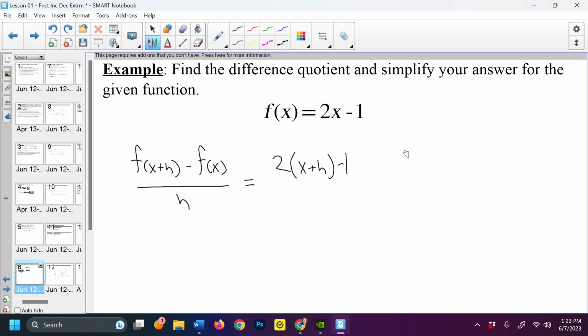So I have just completed this part. Now the second part says subtract away the function again. That function is 2x minus 1, and that will now be still all over h. So this is my difference quotient.